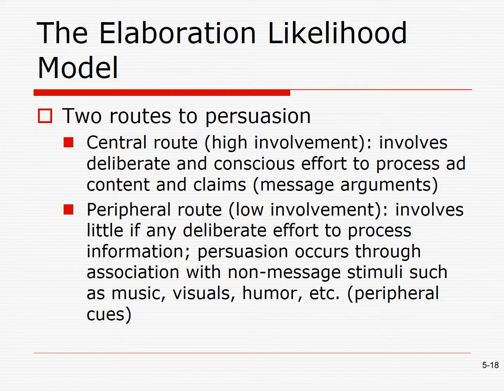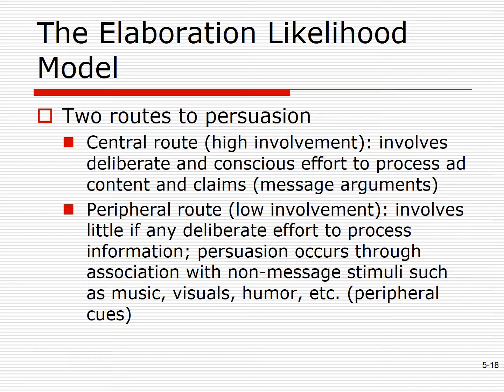And this entire idea of involvement and its impact on the decision-making process is described by the elaboration likelihood model. The elaboration likelihood model essentially states that there are two routes to persuasion. The central route, which involves deliberate and conscious effort to process ad content and claims. So in other words, in a high involvement situation, people tend to be persuaded by logical, rational arguments. When I'm buying a car, tell me it's a good value, tell me it gets great gas mileage, the performance is strong, that's going to persuade me.